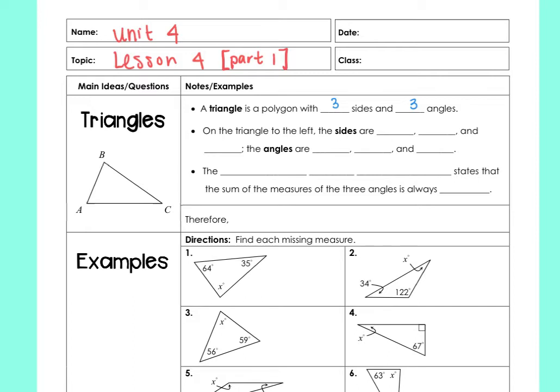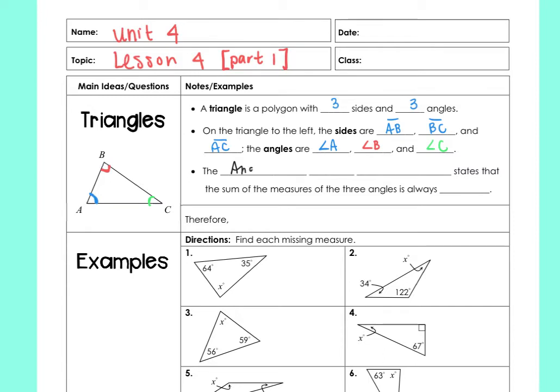On the triangle to the left, the sides would be called AB, BC, and AC. The angles would be angle A, and I'll just highlight that in blue. This is angle A, angle B, and finally angle C. I'll highlight that in green.